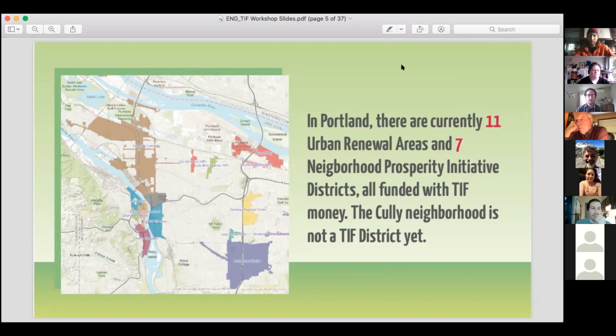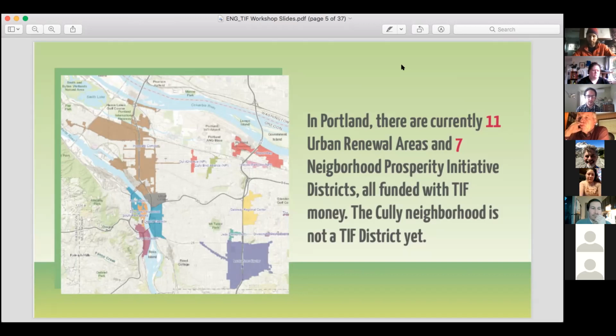The important benefit of including as much area as possible is that the more property that's in the TIF district, the more money is coming into the account. So you can do more projects that benefit the community. The other important piece is that the money can only be spent on properties that are part of the district.